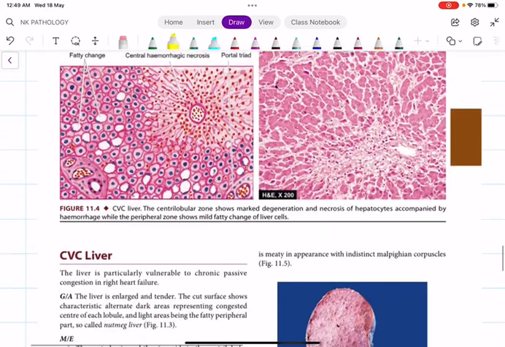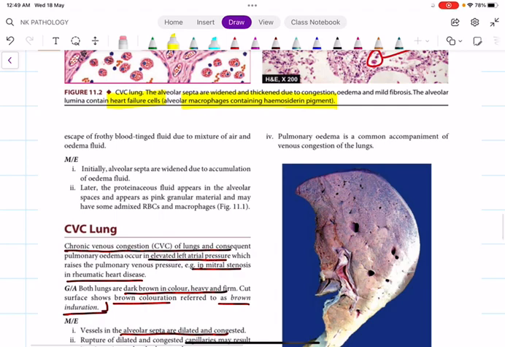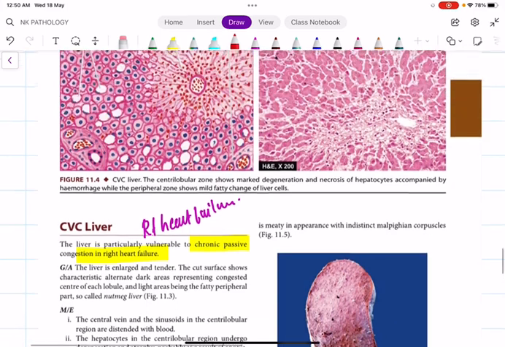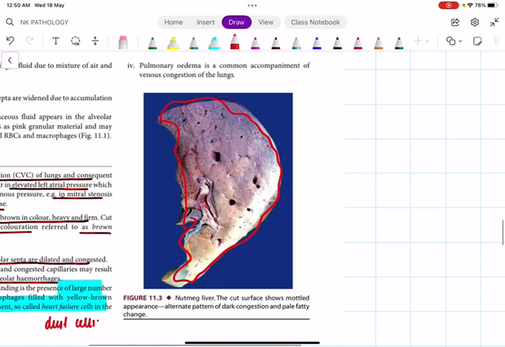Now let us see CVC liver. That is also called chronic passive congestion. Remember, I told you CVC lung occurs because of left atrial pathology, whereas CVC liver is mostly due to right heart failure. Because of right heart failure, there will be CVC liver. So on gross, as you can see in this picture, the liver is a bit enlarged.